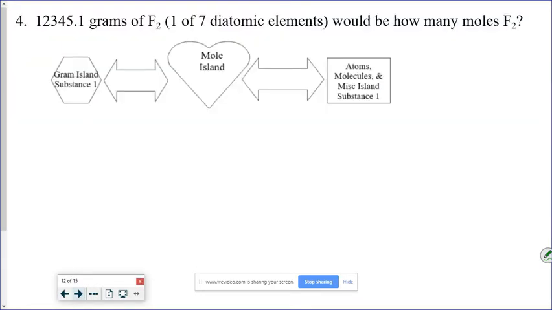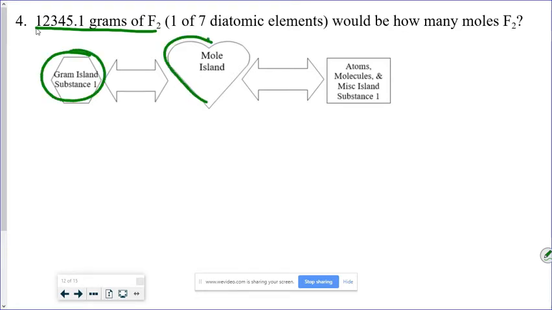So here we go. Here's our first problem. I have this many grams of F2. It says that F2 is a diatomic gas, so that's why it's F2. It wants to know how many moles that would be. So I'm starting off with grams. I'm going to go to Mole Island. I'm going to go across this bridge right here. And since there's only 1 bridge involved, it's going to involve 1 multiplication sign.